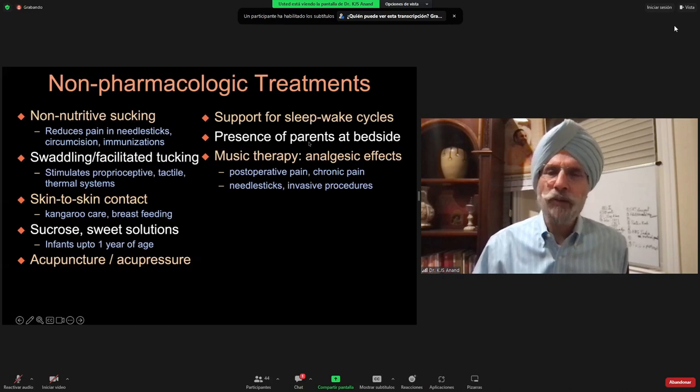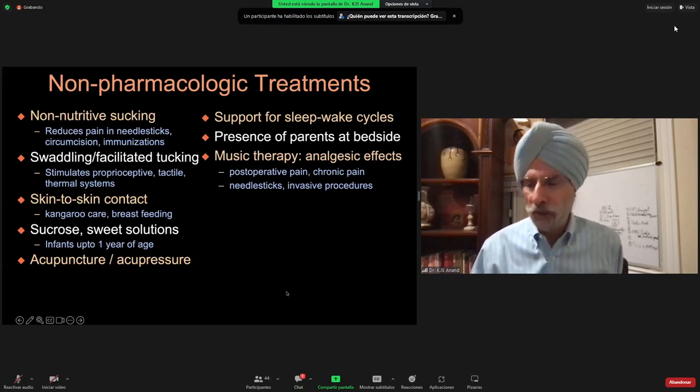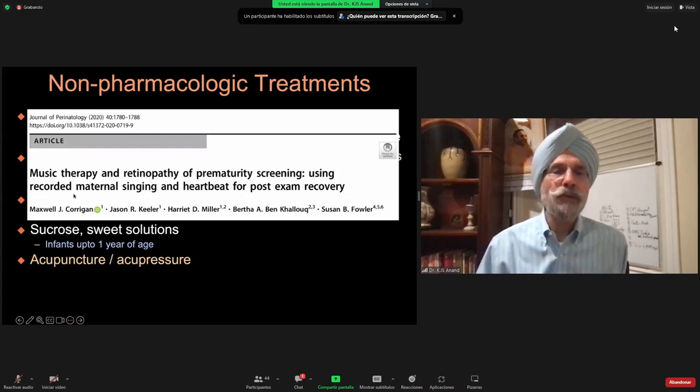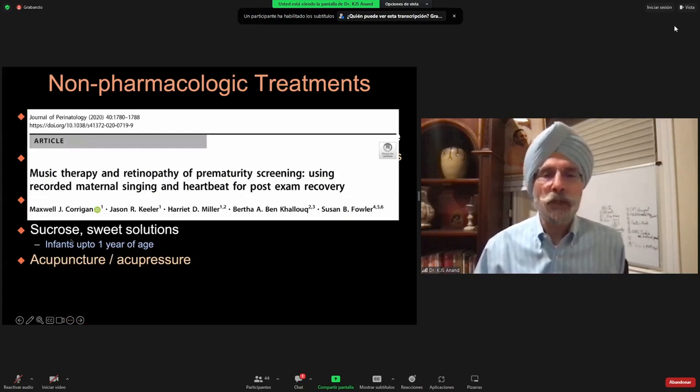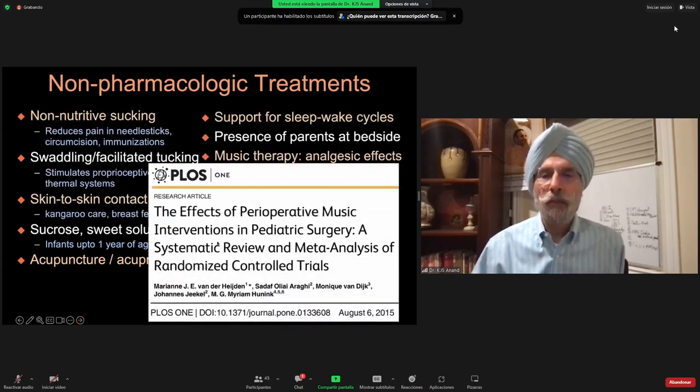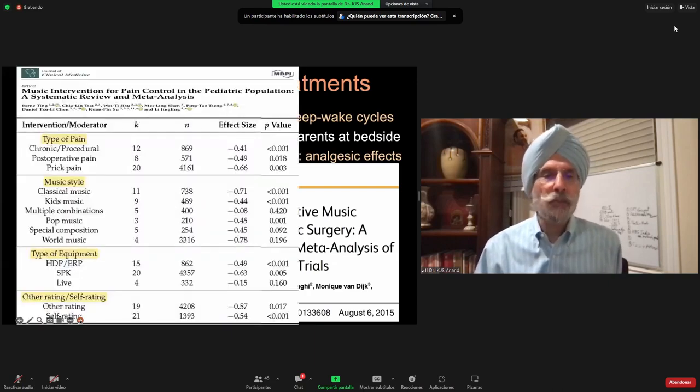The presence of parents at the bedside, music therapy, all of these are other ways. For example, there was a recent article on music therapy for retinopathy of prematurity screening, but there's also a meta-analysis on perioperative music interventions in surgery. This included randomized control trials in children, but also included a large number of infants as part of that.